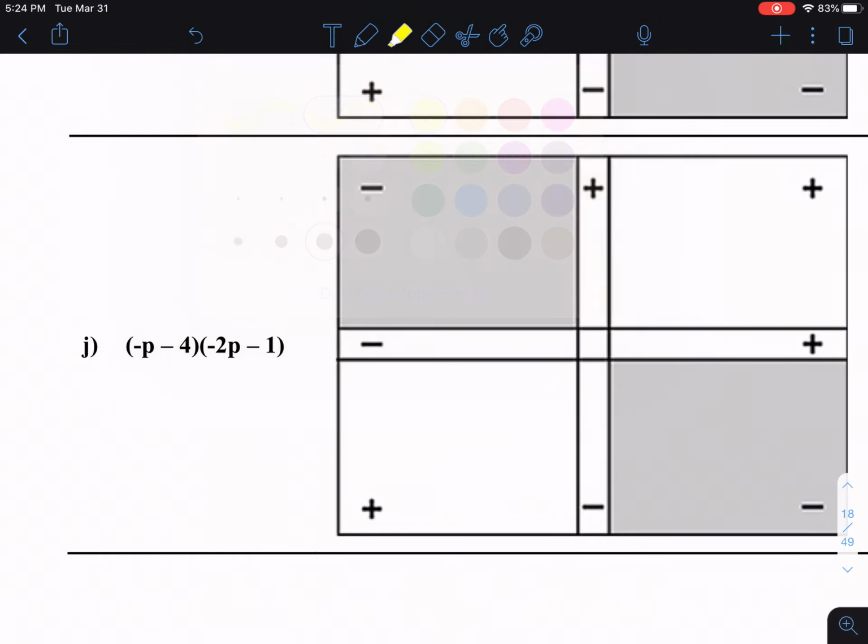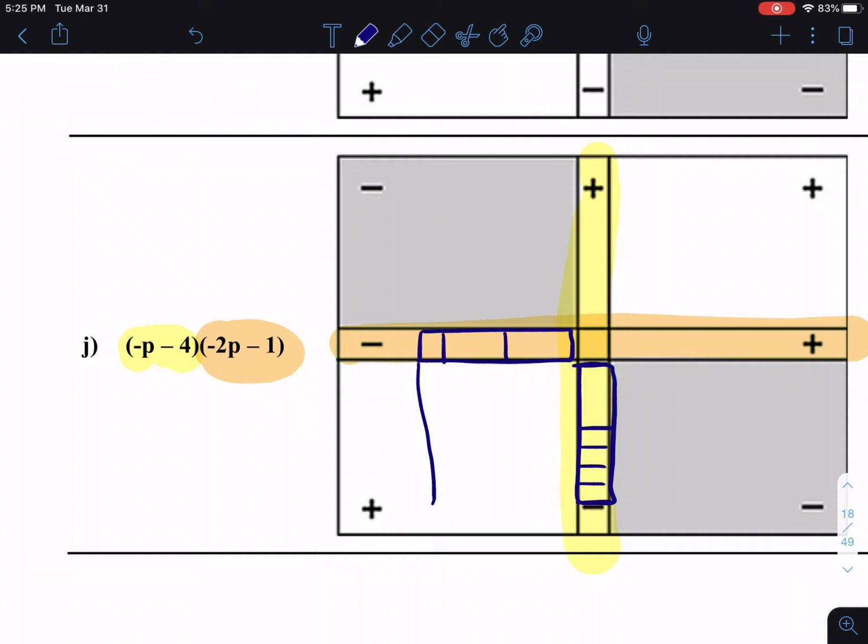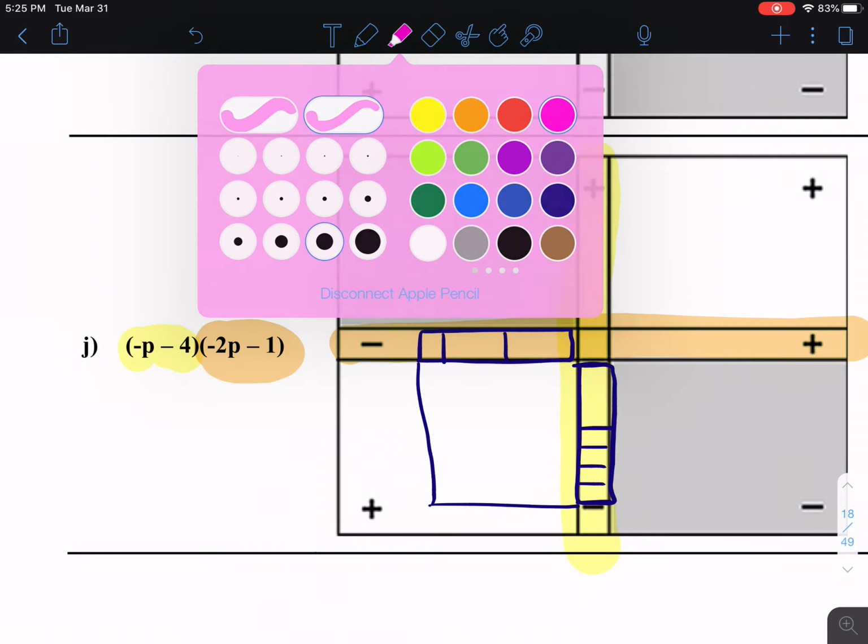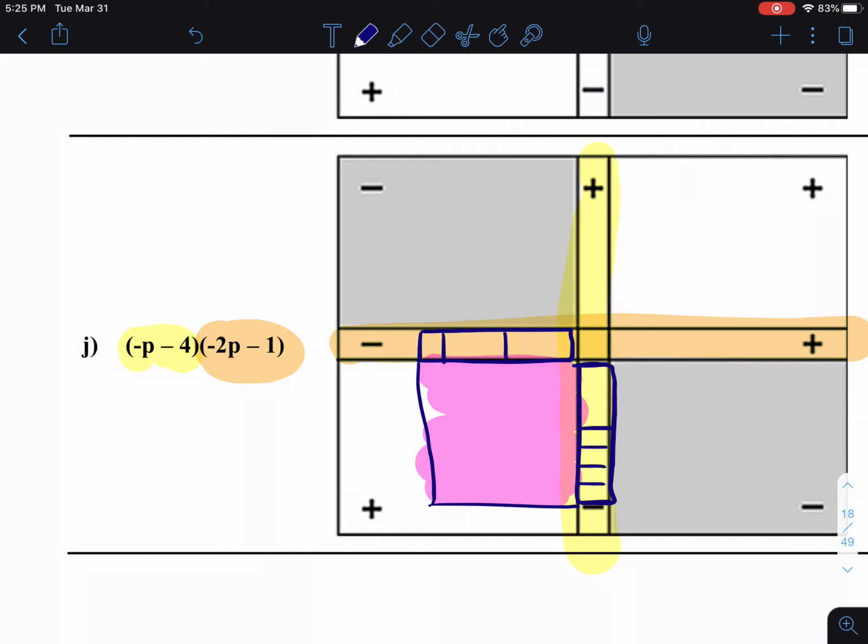So let's look at the vertical factor and the horizontal factor, and let's model those. So we have minus p, let's say that's p, and minus 4. All of that on the vertical factor is going to be on the negative. On the horizontal factor, we also have everything in the negative, minus 2p minus 1. So our area is going to be down here, and let's just outline that rectangle. That's going to be the area that we're looking for.